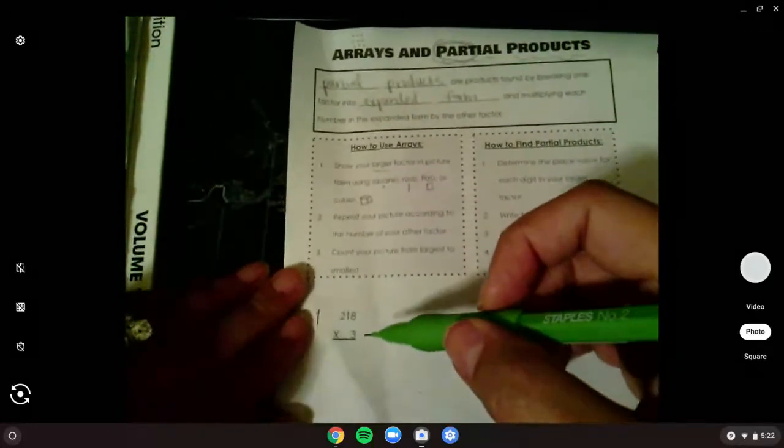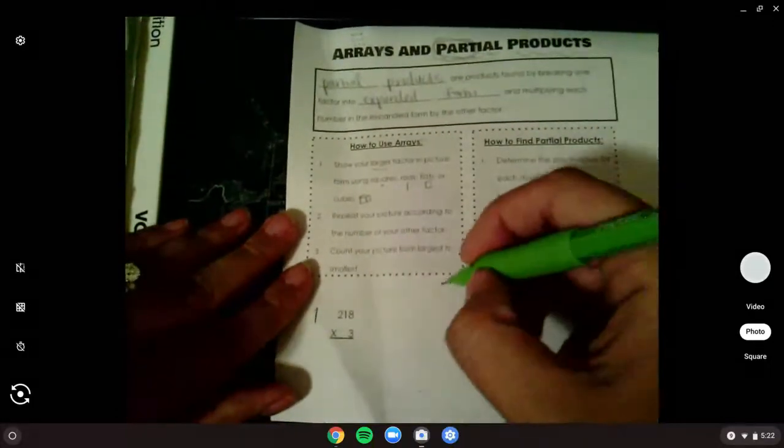So let's do a practice one with 218. We're going to work over here in this open spot. We're not going to write anything under it, even when we find our answer, because we're going to use that in a bit. So we're going to work over here. The first thing I need to do is show my larger factor in picture form. So 218 is my larger one.